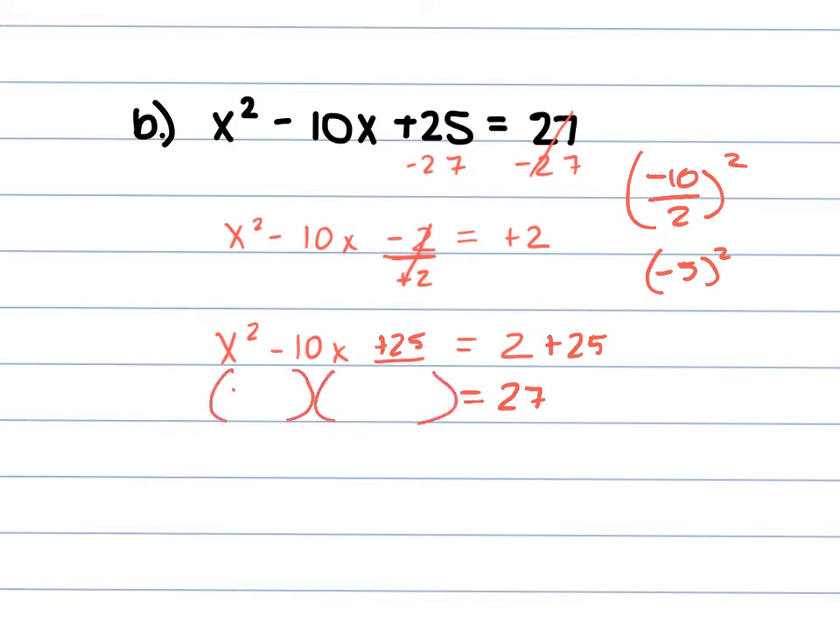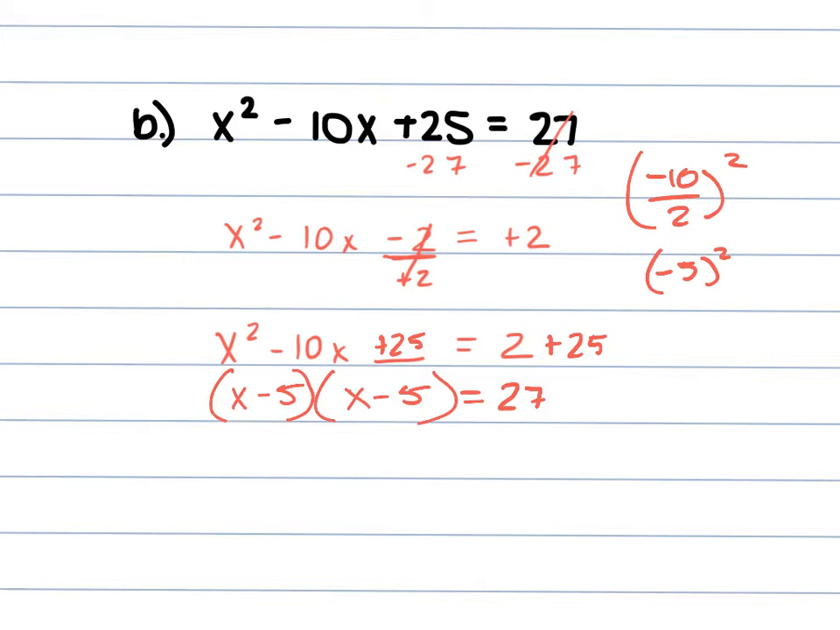5 and 5. X minus 5. Wait, so you could have just left it. That's what I said before. So in the beginning, I could have just left it, but as you move forward in math, it's not going to tell you which method you should use. You have to figure it out.